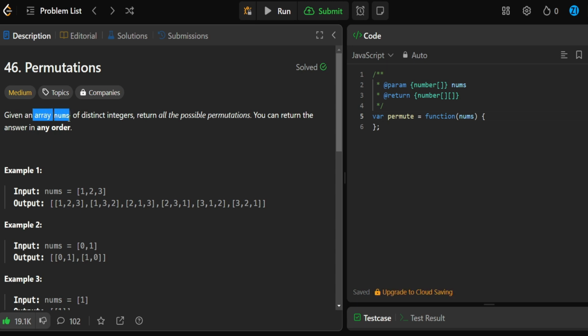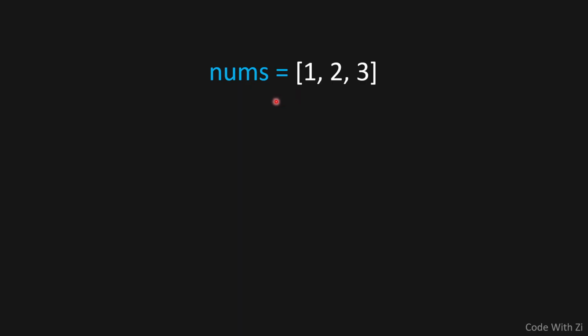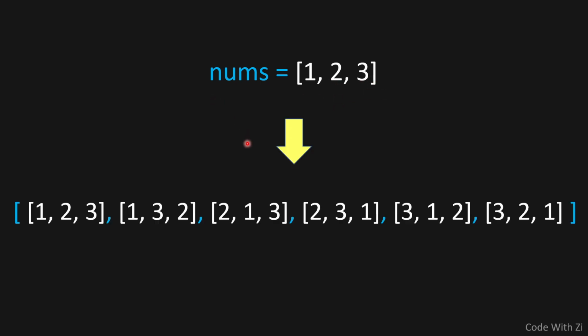So we're given an array called nums, and it's basically a bunch of distinct integers, and we've got to return all of the possible permutations. Let's check this example that we have here in our slides. To generate the permutations, we can have 1, 2, 3, and then we can have, for example, 1, 3, 2, and then 2, 1, 3. You get the idea. So we basically have to go from this to this.